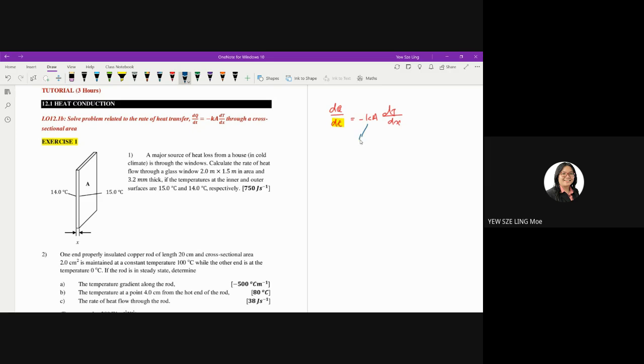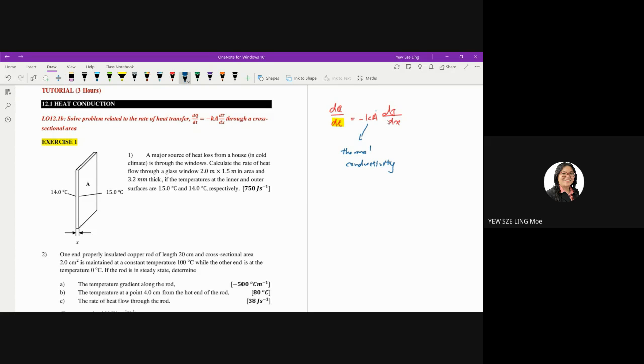Then we have a variable known as k, which we call thermal conductivity. Now, what is thermal conductivity? What is the function of thermal conductivity? Thermal conductivity tells you whether an object is a good conductor or not. An object with greater thermal conductivity is a better conductor compared to an object with a lower thermal conductivity. And then A is the cross-sectional area of the object.